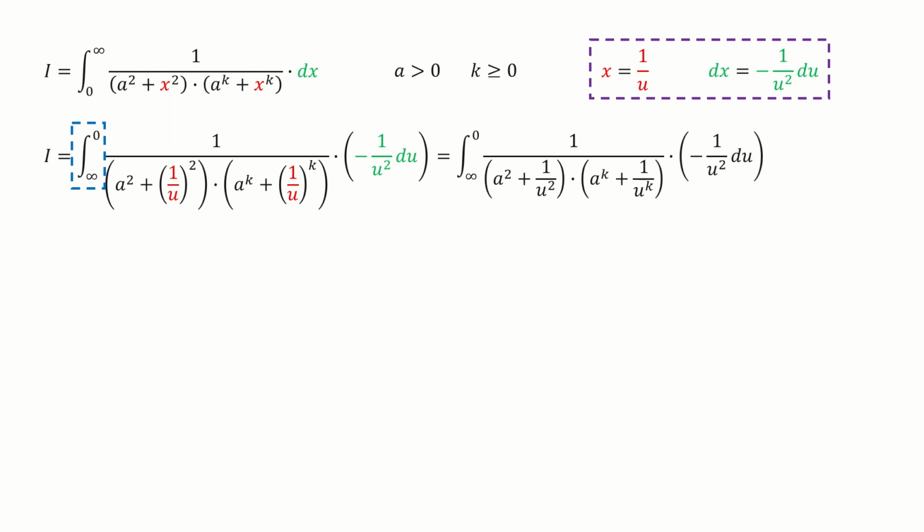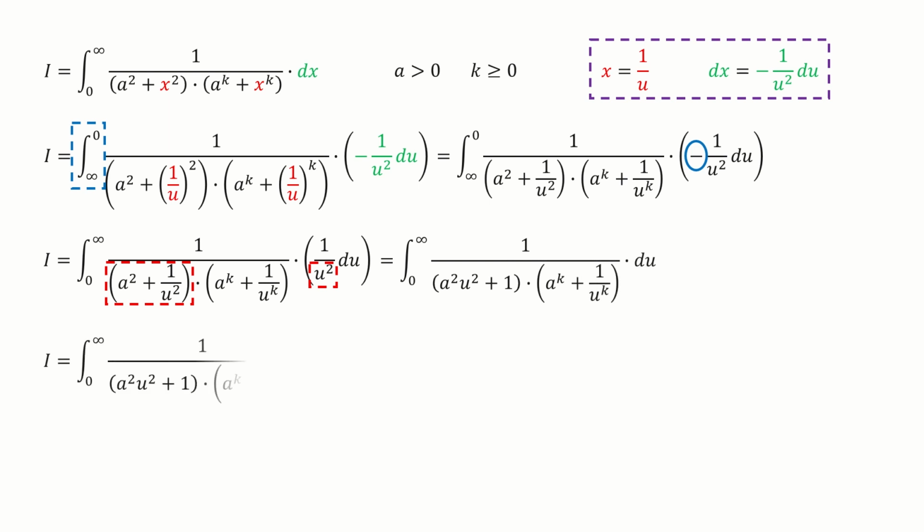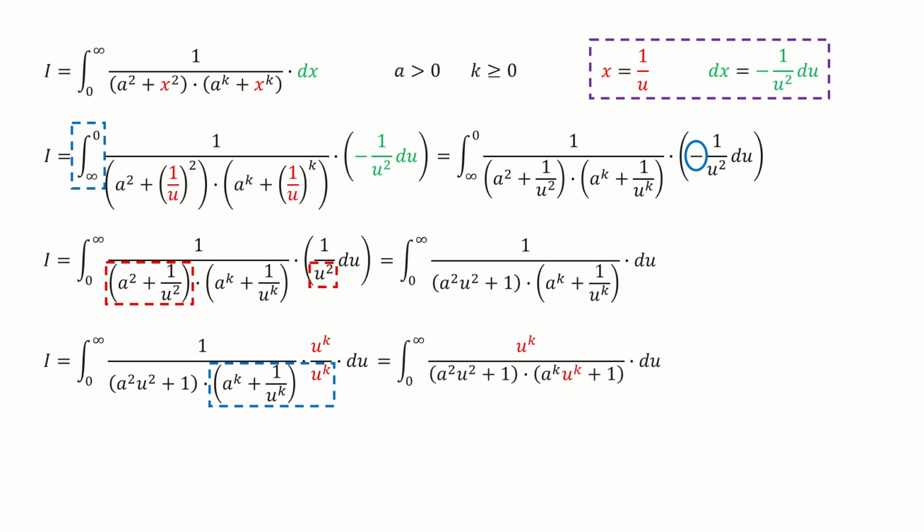And then we write the denominator into this form. And next, we use this negative sign to flip the lower and upper limits back. After flipping the integral limits, we got here. And then we can simplify these two terms by distributing the u squared into the parentheses. And next, we multiply u to the power k to both numerator and denominator. So for these two terms, we can distribute the u to the power k into the parentheses to simplify it. And then we write the denominator into this form.